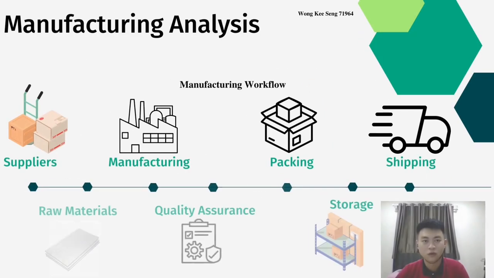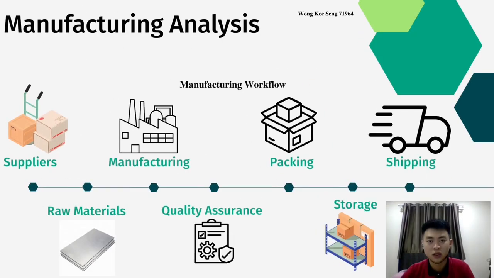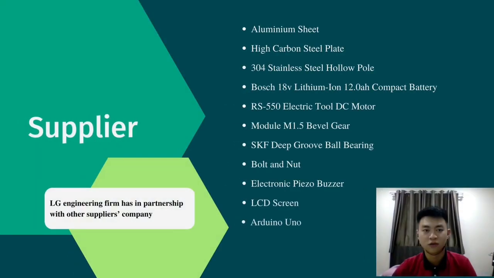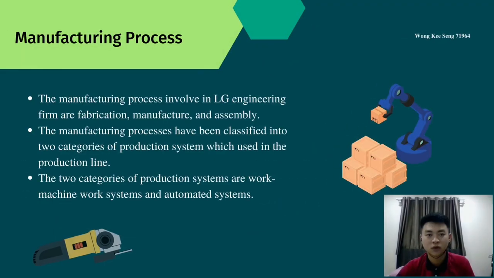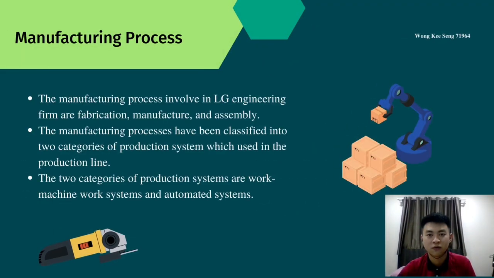The manufacturing workflow starts from supplier, raw materials, manufacturing process, quality assurance, packing, storage, and shipping. LG Engineering Firm is in partnership with other supplier companies. The raw materials and components supplied from the suppliers are listed here. The manufacturing processes involved in LG Engineering Firm are fabrication, manufacture, and assembly.